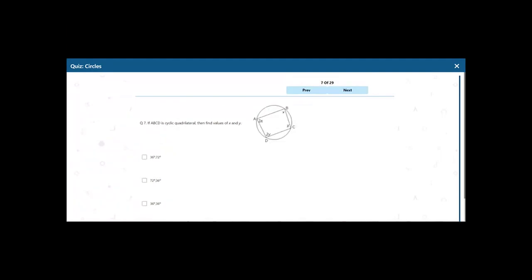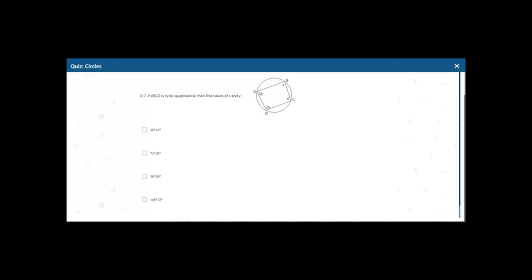Madhumita, yes, ma'am. X and Y. 3x plus y equals 180. 2y plus x equals 180. Madhumita? Yes, ma'am. Option A. Option A. Yes, ma'am. Correct. That's correct.